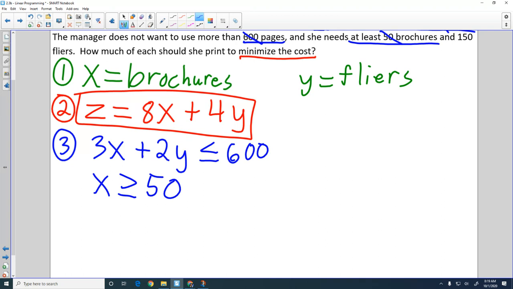She also needs at least 150 flyers. What's that inequality going to look like? Okay, flyers are Y. It's got to be at least or greater than or equal to 150. I think that's it. What about you? Are there any other numbers in there? I think we got it. All right, after we have all these constraints, what do we do with them? We graph them.